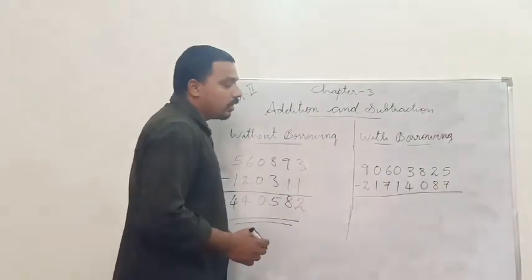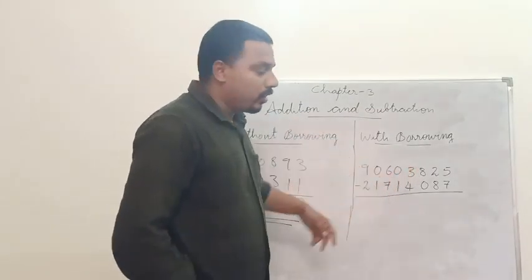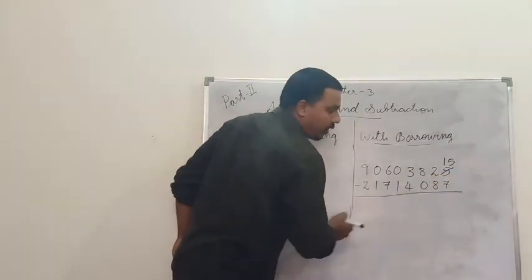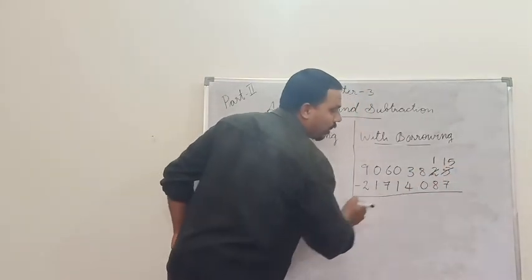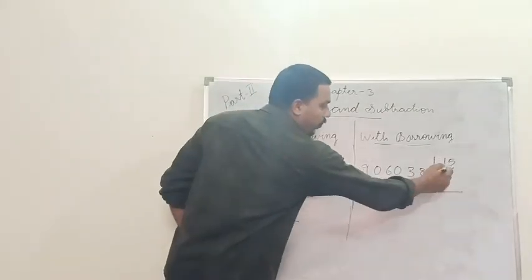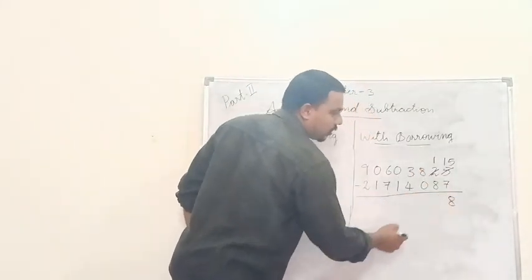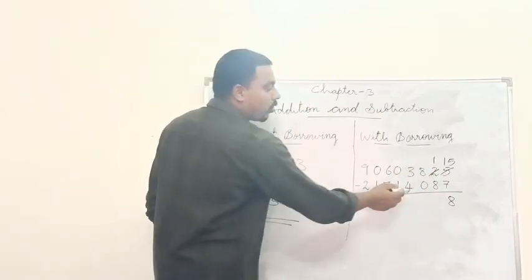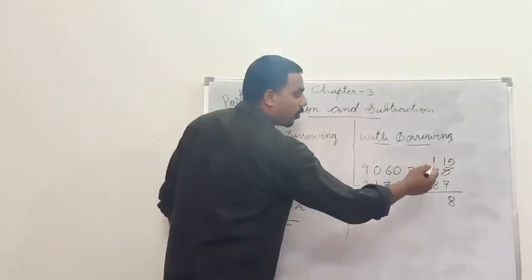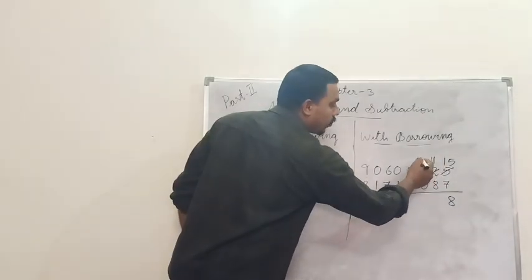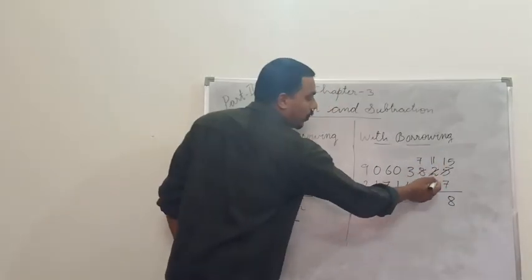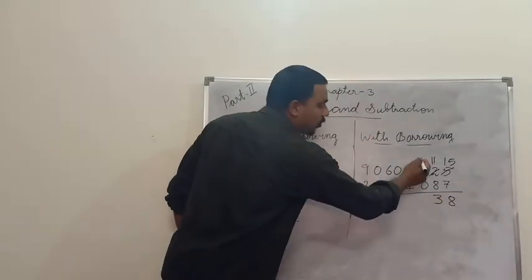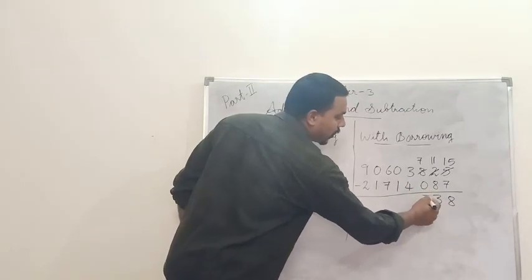So 7 is not able to subtract from 5. What do we have to do? Borrow 1 from here, so it will be 15. And how much will remain here? 1 only. Okay, so 15 minus 7 is equal to 8. And here we can see only 1 is there, so we are not able to subtract 8 from 1. So borrow 1 from 8 and here will be 7. So 11 minus 8 is equal to how much? 3. Now 7 minus 0 is equal to 7 only.